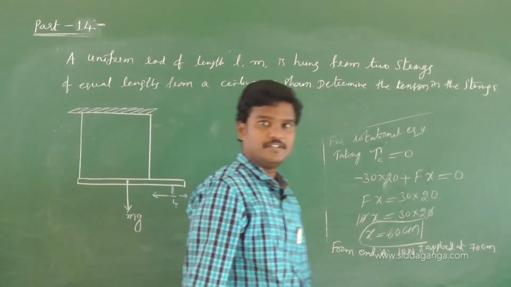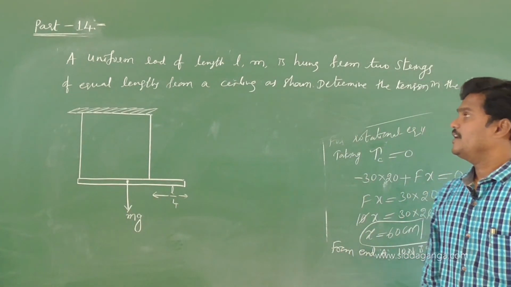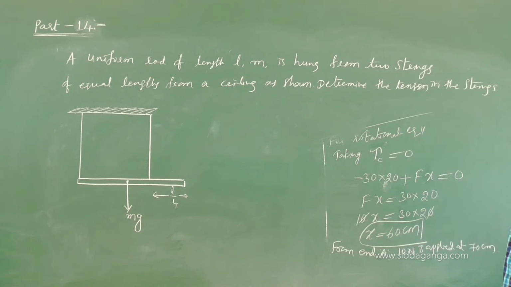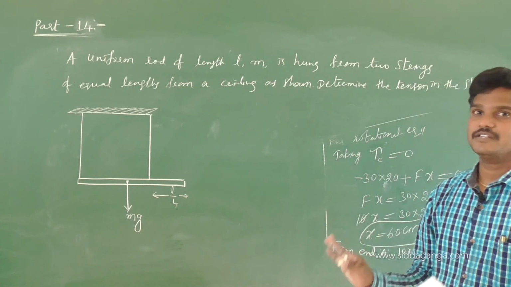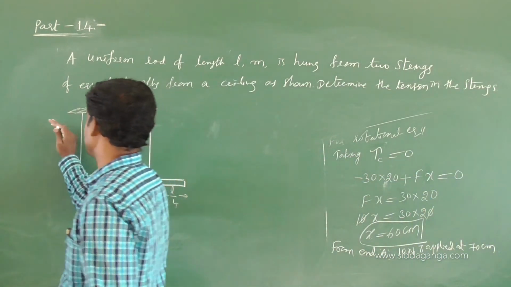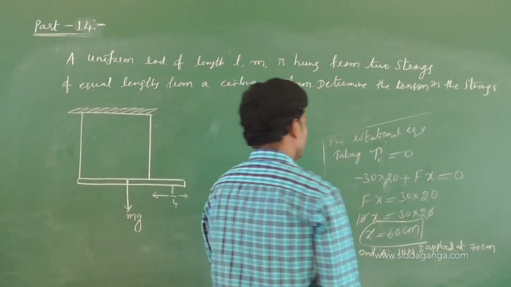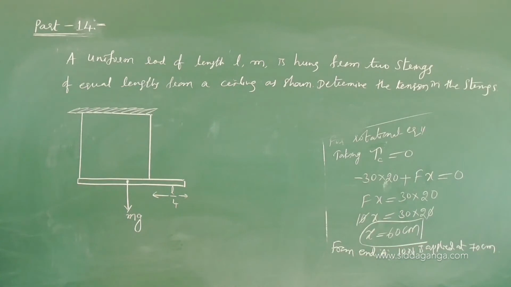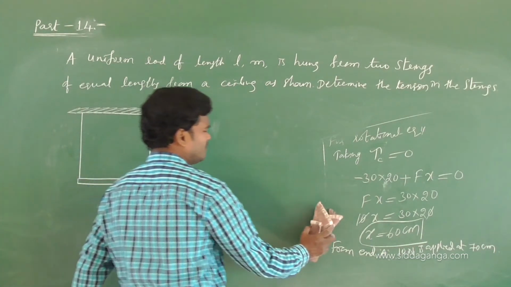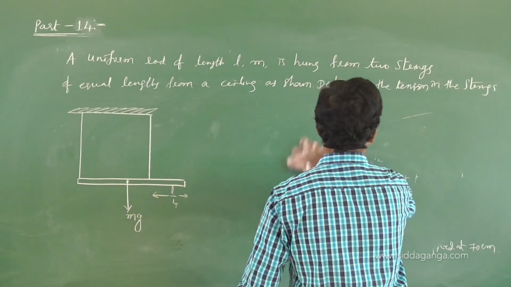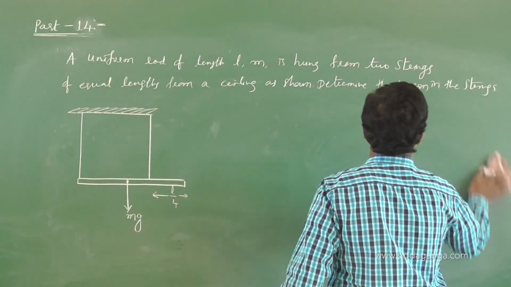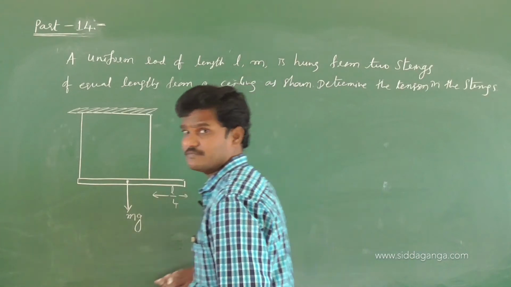They have given this. A uniform rod of length L, mass M, is hanged from two strings of equal lengths from a ceiling as shown in figure. Then determine the tension in the strings. The target is to find out how much tension is developed here. What is the tension in this string? I think you know tension is nothing but a stretching force. It always acts away from the body with respect to that body.